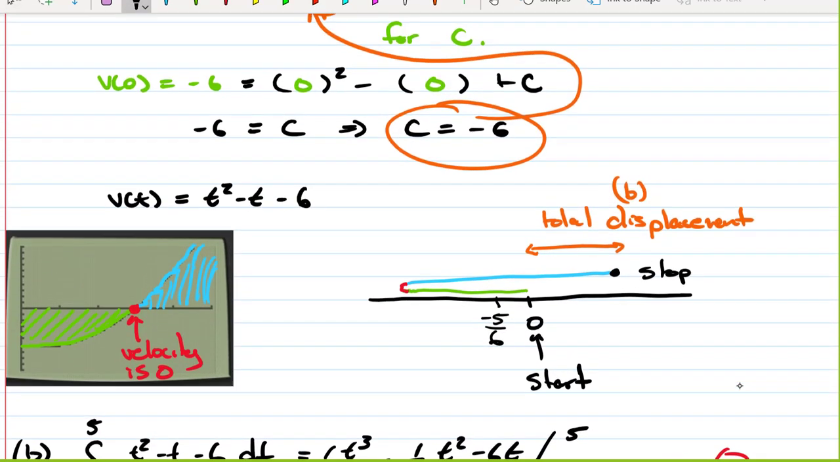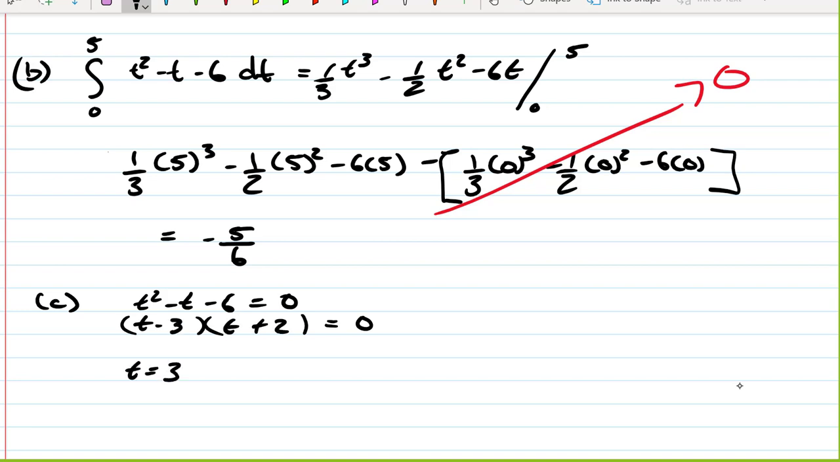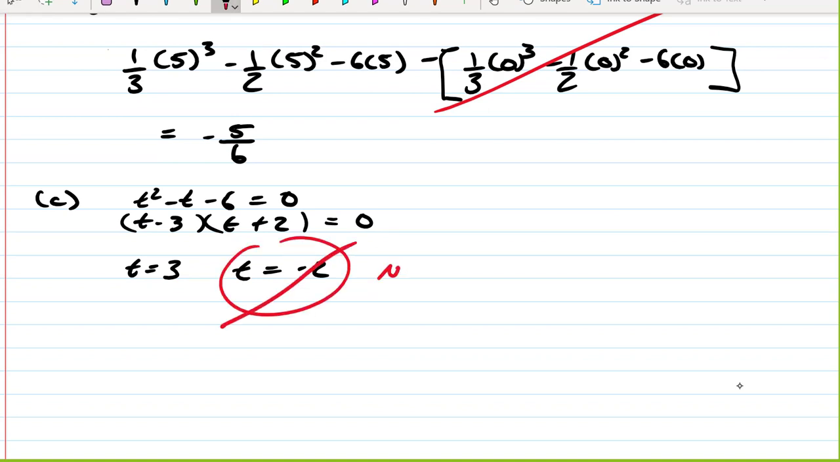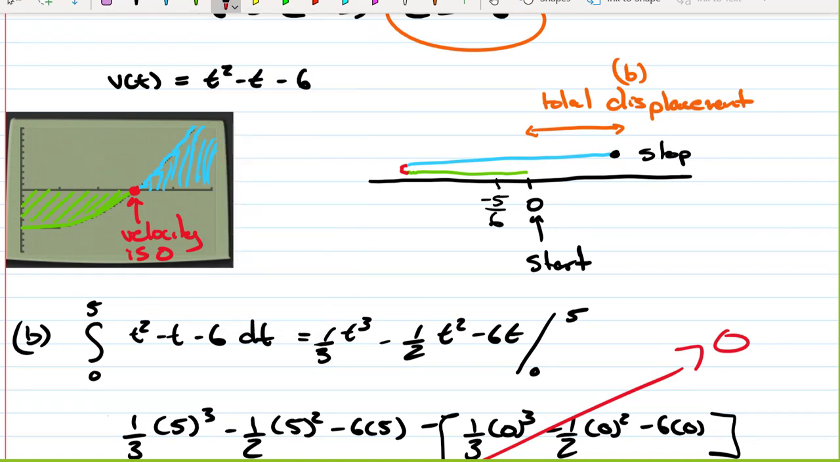So we need to figure out when our velocity changes from negative to positive. In other words, we need to find our critical point. So for C, we need to find our critical point, so t squared minus t minus 6 is equal to 0. And we factor, and that's going to give us t minus 3 and t plus 2. So our two critical numbers are t equals 3 and t equals negative 2. The negative one is not in the interval 0 to 5, so we don't care about it. So we're only doing from 0 to 5. As we probably could have guessed from our graph, our velocity is zero right here when t is equal to 3.